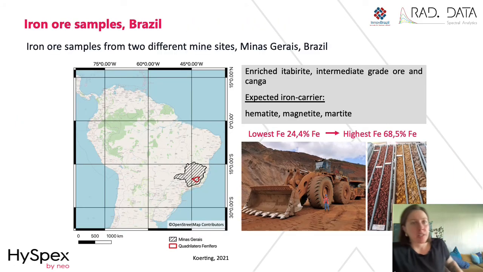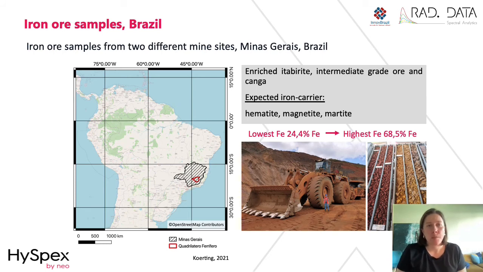Going into iron ore and iron ore samples. So I had a sample set from iron ore mines, 2 different mine sites in Brazil from the Minas Gerais district. And these samples basically enriched itabirite, intermediate grade ore, and canga. And the expected iron carriers of hematite, magnetite, and martite.